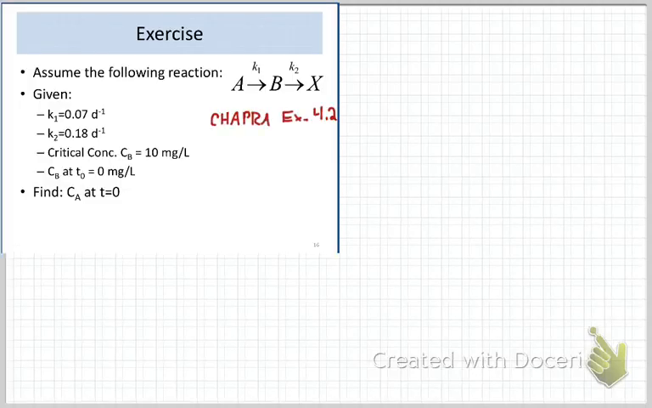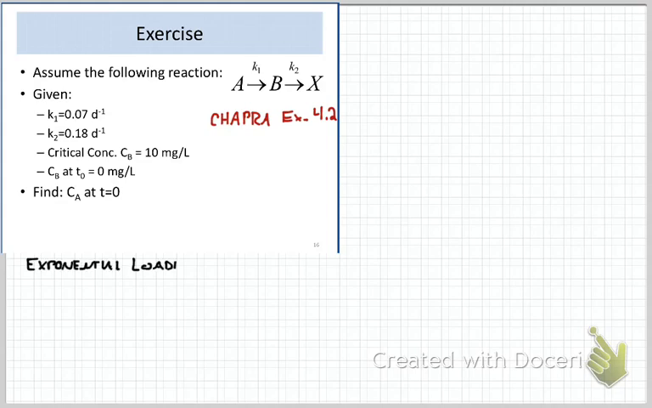I wanted to work through an example similar to example 4.2 in your textbook. In this example we've got a series of chemical compounds that are related to each other through two rate constants. Given information about the rate constants, the critical concentration in B, or the maximum concentration of B that we ever see, and knowing that we don't have any B initially, meaning all of our chemical is in compound A initially, what is that initial concentration for A, or what happened in A at the starting point?